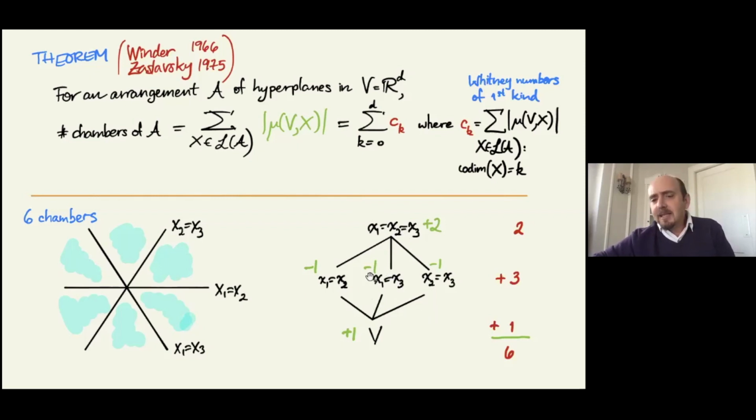And you can see that this picture is the same as the partition lattice, pi3. It's isomorphic, which we'll talk about. So the Whitney numbers we already computed. The Stirling numbers of the first kind are 1, 3, 2, summing up the Möbius function values across the rank, taking the absolute value. And they sum up, the 2 plus 3 plus 1, to the number of chambers. That's the Winder-Zaslavsky theorem.